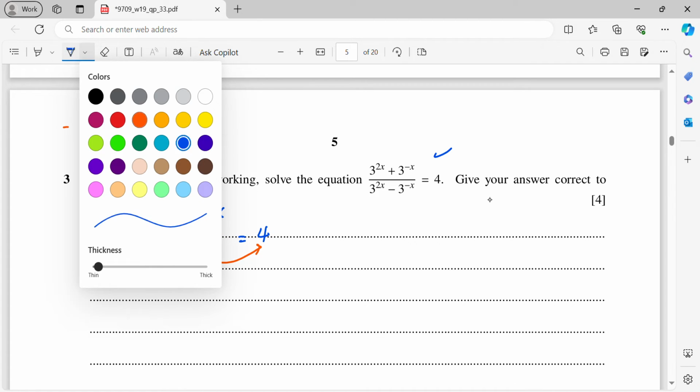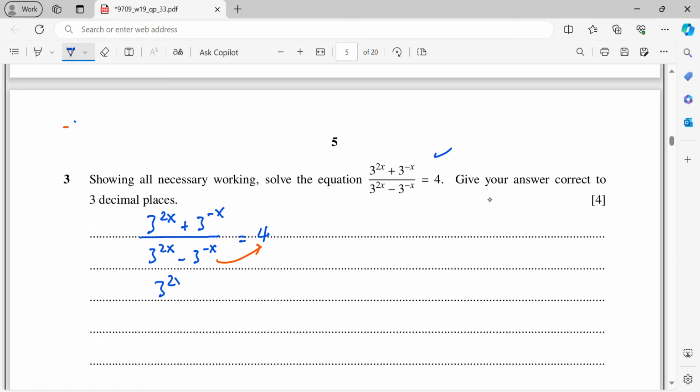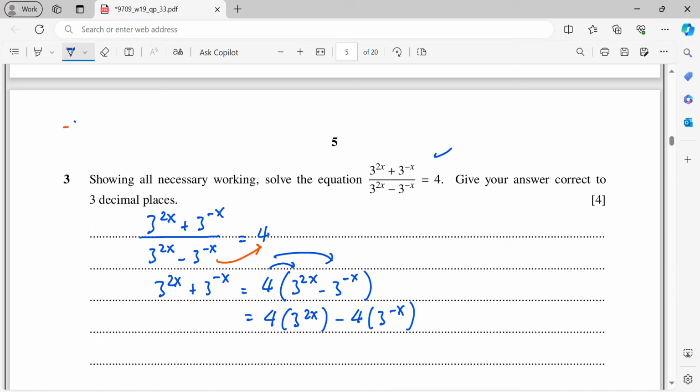Then you will be getting 3 power 2x plus 3 power minus x equals 4 times (3 power 2x minus 3 power negative x). Then now here I will just do expansion. This is going to be 4 times 3 power 2x minus 4 times 3 power negative x.